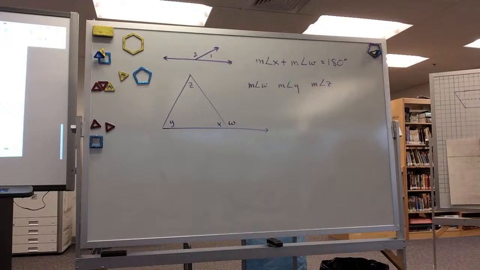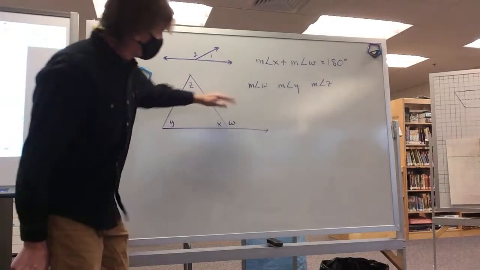What point is W representing? W is representing that angle. So, they're all representing an angle, but they're also representing a point, right? No, they're not representing a point. They are all representing an angle. All we're looking at here are angle measures. The measure of angle W is this one right here.